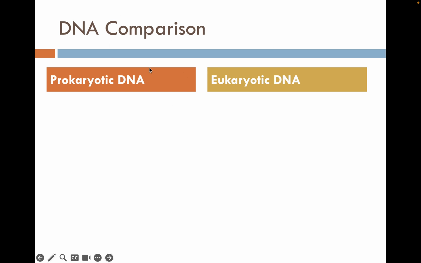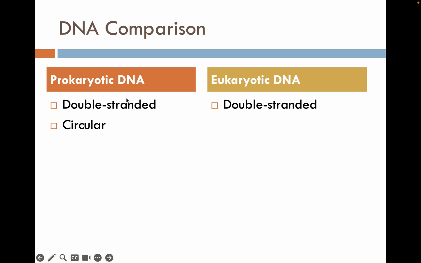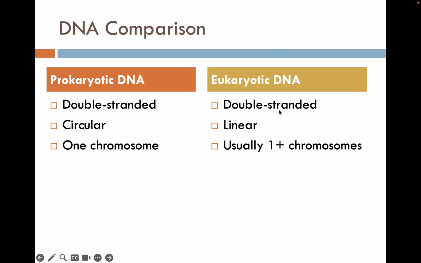All right, so now let's compare prokaryotic and eukaryotic DNA. Prokaryotic DNA is double-stranded, as is eukaryotic DNA. Prokaryotic DNA is circular, though. It makes a circle. Eukaryotic DNA is linear. We have these linear chunks of DNA called chromosomes, right? There's one chromosome in a prokaryotic cell, but in a eukaryotic cell, we usually have multiple chromosomes.